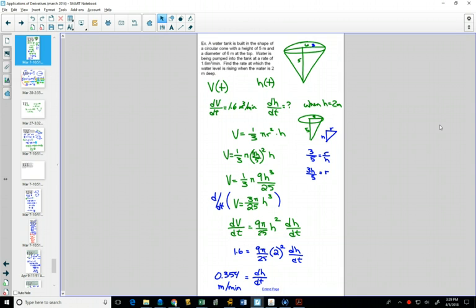I could have just simplified it more. That isn't the height we're looking at. Why? Because we didn't fill the whole thing up.